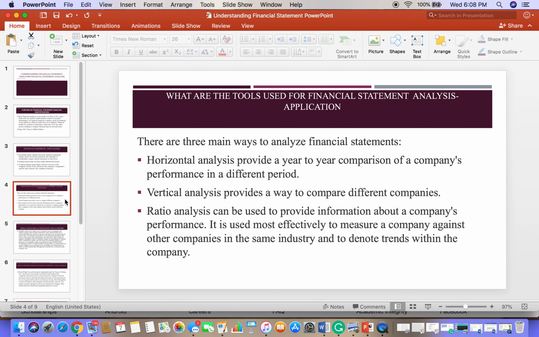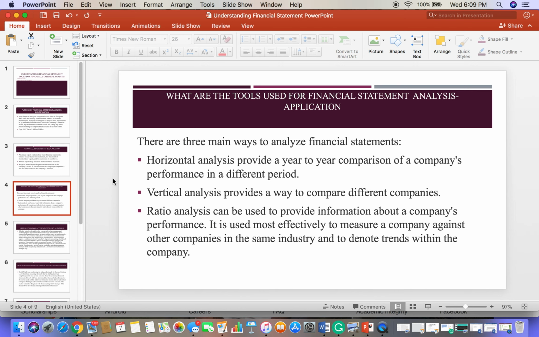What are the tools used for a financial statement analyst? The application. There are three main ways to analyze financial statements. Horizontal analysis provides a year-to-year comparison of a company's performance in different periods. Vertical analysis provides a way to compare different companies.